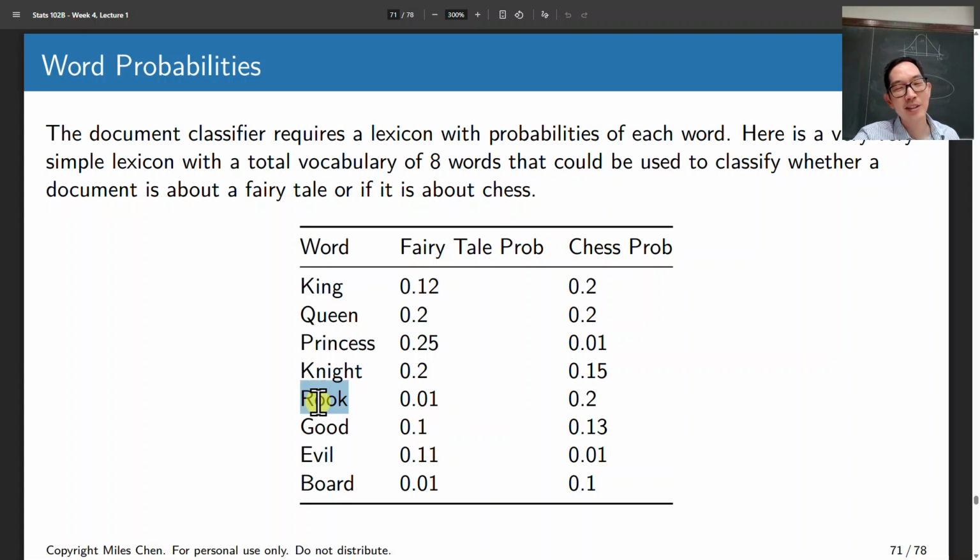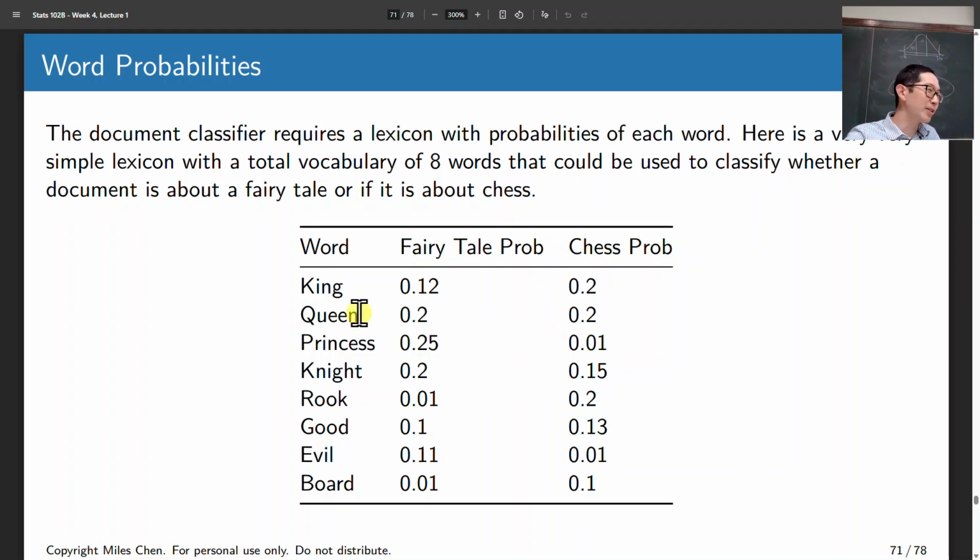Rook seems like a word that doesn't appear very often in fairy tales, but it does appear in chess, okay? Good, like a good move or a good person, that could appear easily in either, okay? Evil, usually if you're talking about chess, you're probably not going to say evil very much, okay? And the word bored, probably not going to appear very often in fairy tales. So this is supposed to reflect the lexicon of probabilities, okay?